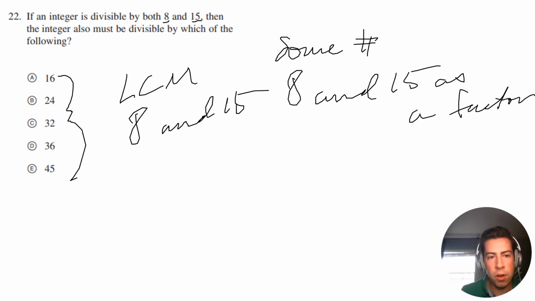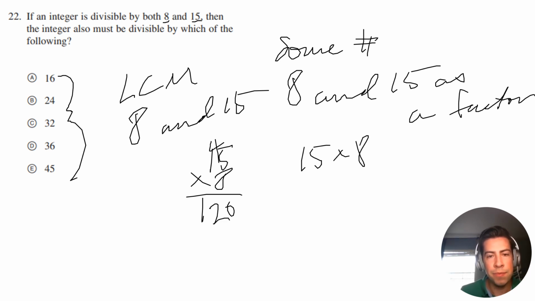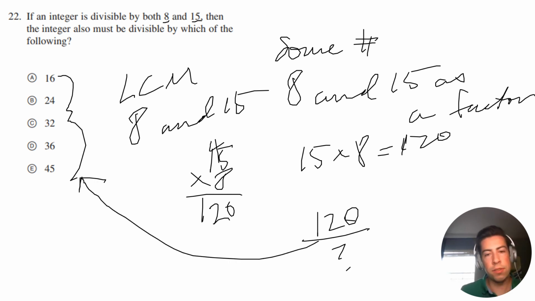So one way that you can do this is you can just say, well, what's 15 times 8? 8 times 5 is 40, and when we do the full multiplication, we see that 15 times 8 equals 120. Even if you didn't know that this was the least common multiple, it at the very least is a multiple. So what this means is that 120 should be divisible by one of these answer choices.